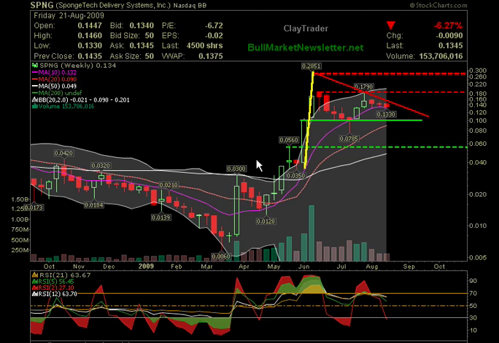Once again, this was the SPNG weekly chart. Let's see what these next few weeks bring, and hopefully the bulls can get back moving upwards again here. Enjoy your weekend.